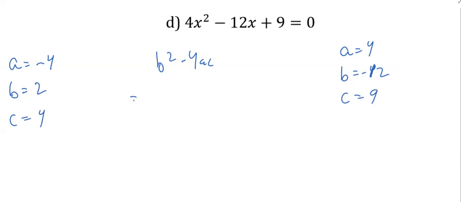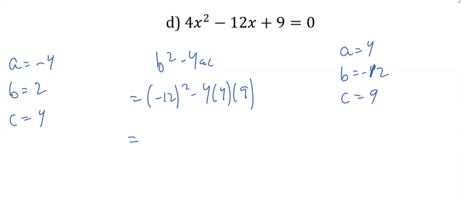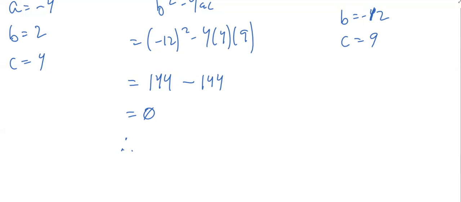What's 4 times 4 times 9? Somebody do just that part on their calculator? 144? And 12 squared is 144. 4 times 4 times 9 is 144. So what do we get? 0. Therefore, we say 2 equal roots. But that means there's only one solution, and I'm actually going to show you this one.